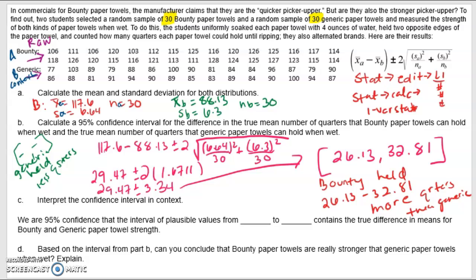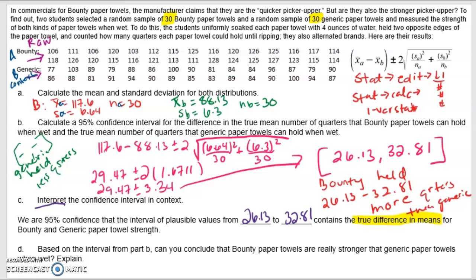From here, we are 95% confident. What am I doing? I'm interpreting that the interval of plausible values from 26.13 to 32.81 contains the true difference in means. Again, I'm calculating two means, so it's the true difference in means for Bounty and generic paper towel strength. Based on the interval from part B, are we convinced, or can you conclude that Bounty paper towels are actually stronger than generic paper towels when wet?